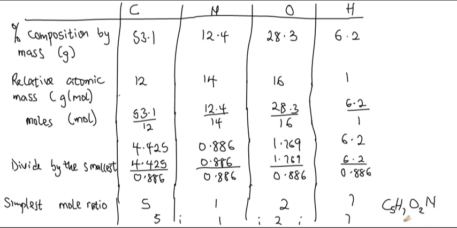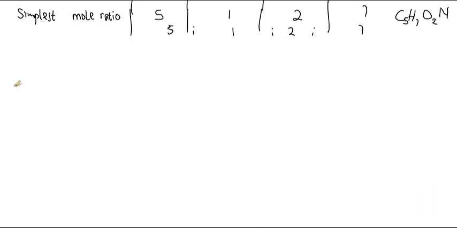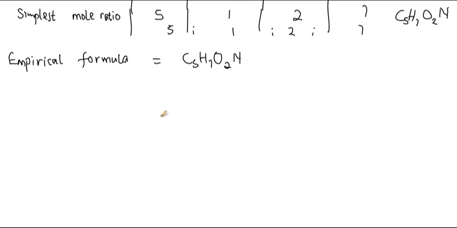So I have C5H7O2N, and that will be the empirical formula of the compound. So now starting here, I'll say empirical formula equals C5H7O2N. Now this is just the first part to the question.